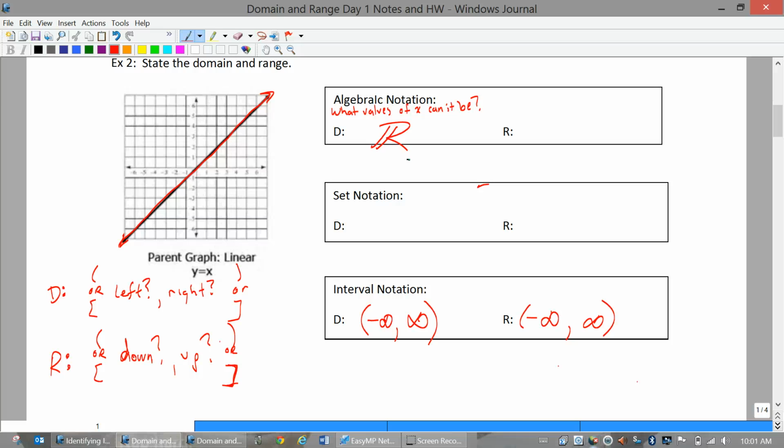For the range, how far down does this graph go? Forever. And it's connected all the way up and it never breaks and it keeps going up forever. We can be all of the values. So what values of y can it be? Okay, we're connected all the way up forever.